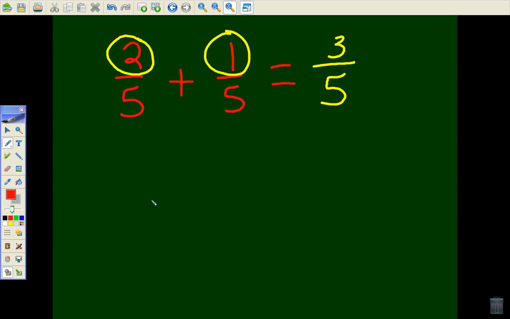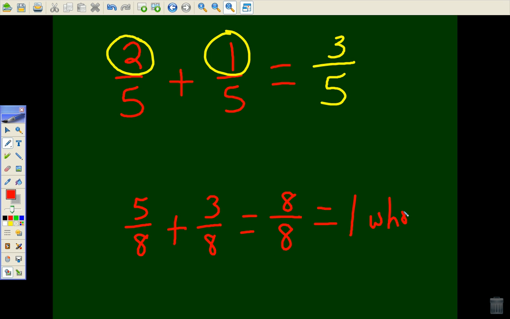So let's say she baked some other stuff. She used 5/8 of a stick of butter on one thing she made, and then she used 3/8 of a stick of butter on something else she made. So how much butter did she use? 5 plus 3 is 8. Our denominator stays the same. 8/8 is really one whole. So she used one whole stick of butter, didn't she?